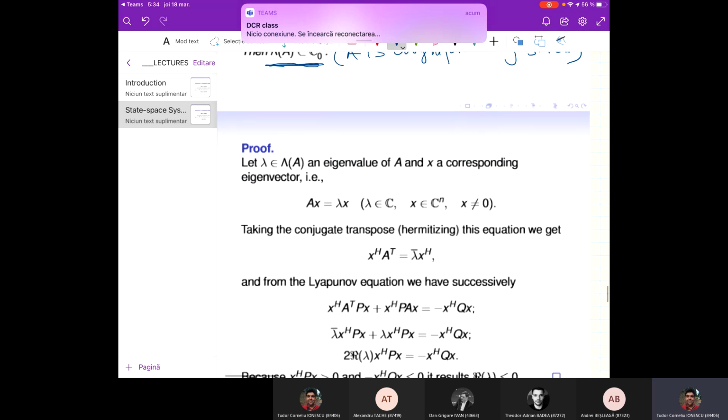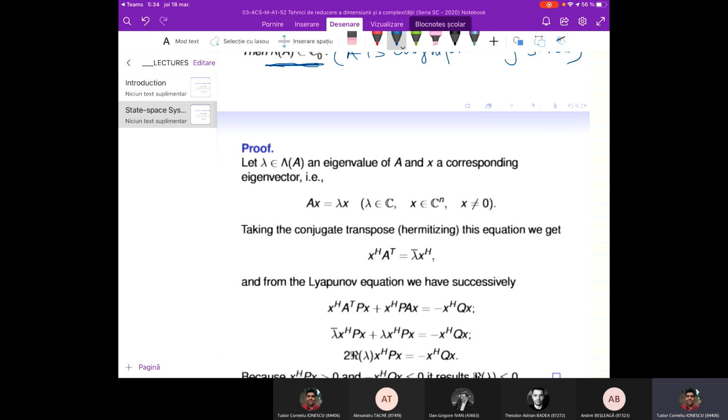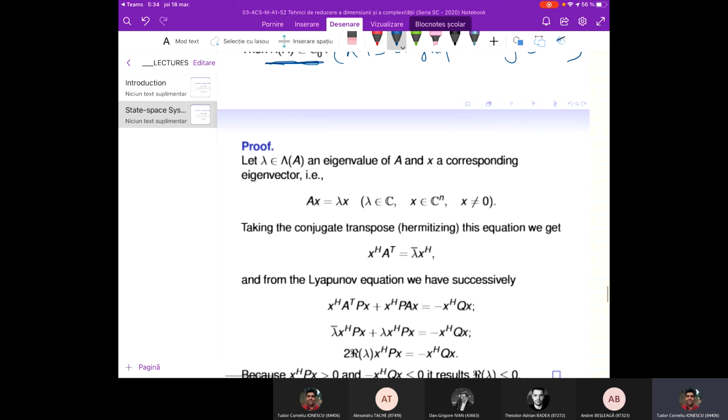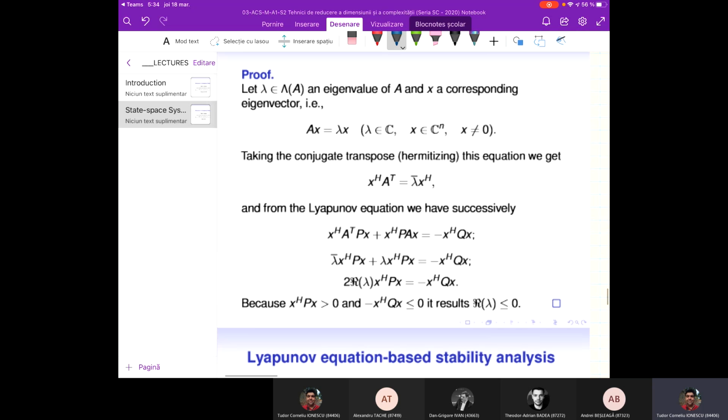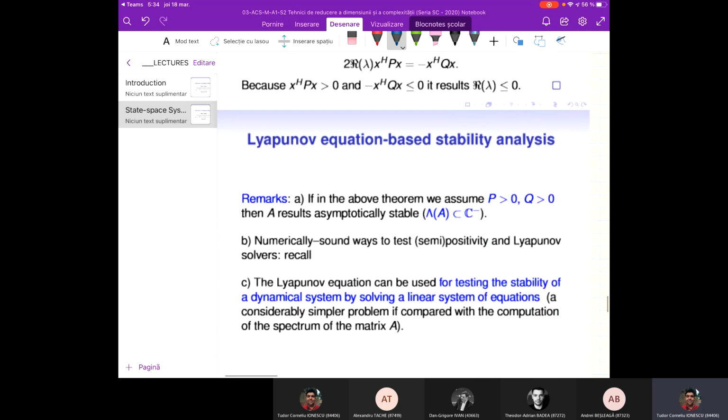Okay, you have a proof here. Can you see my screen? Yes. There is a proof here. I'm not going to get into the details of the proof.